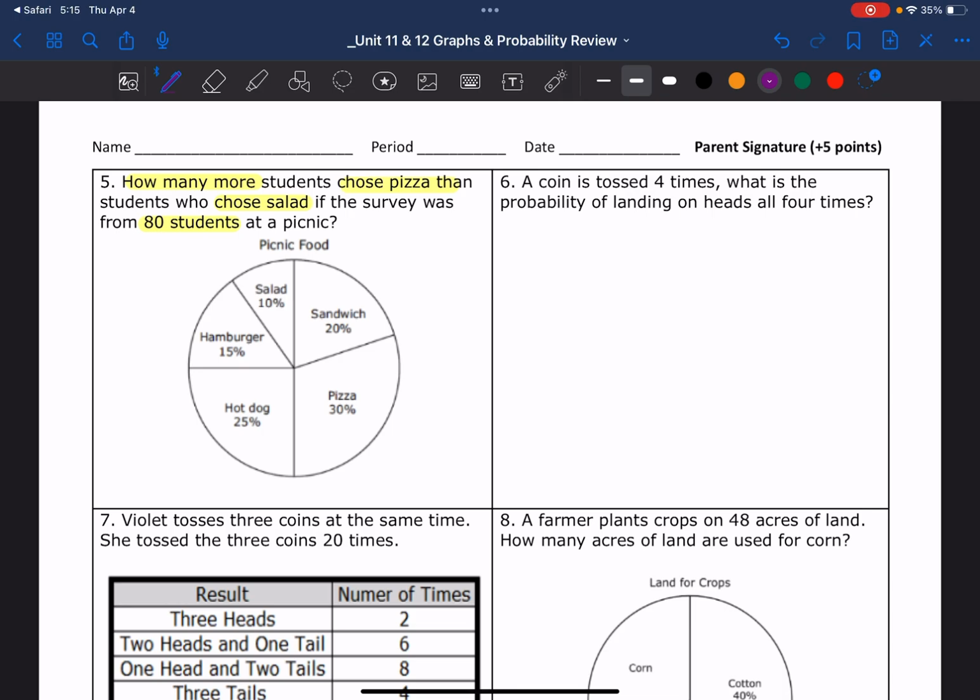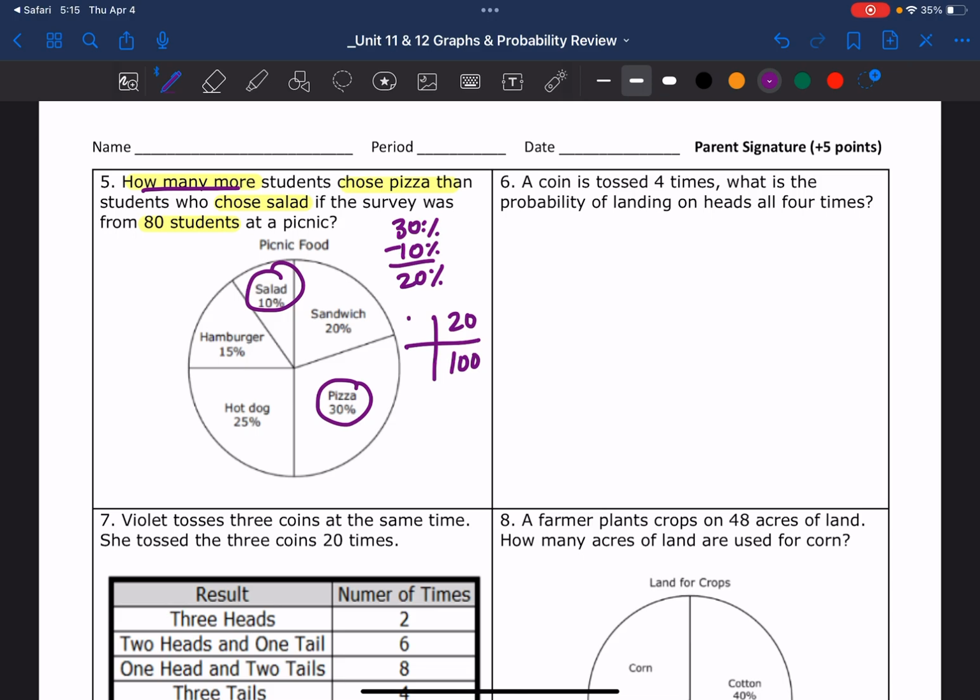So I see here that all of my sections have a percent, so we're good there. All we have to do is write a proportion box, okay? But before we do that, it says how many more. So what I am doing is I'm taking pizza and I'm taking salad and I'm subtracting the 2. Okay, so that would be 20%. Now, here, what I have to do next is I have to do a proportion box. Okay, that would be 20% out of 100.